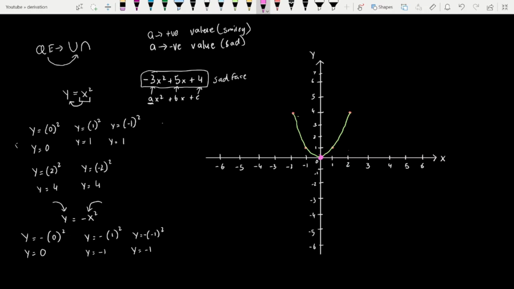So I can go ahead and put these points on my graph. I can say that when my x was 1, my y was basically negative 1, so I put a point over here. And then when my x was negative 1, my y was also equal to negative 1, so I put a point over there.